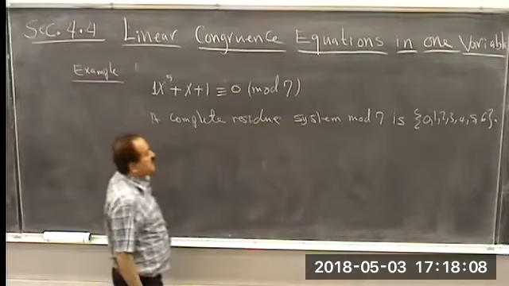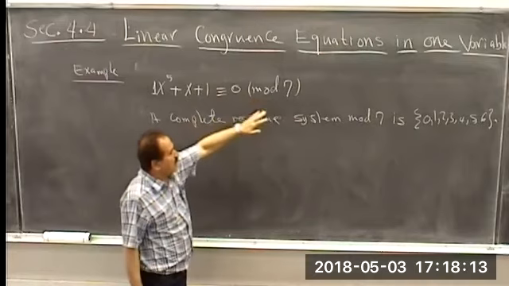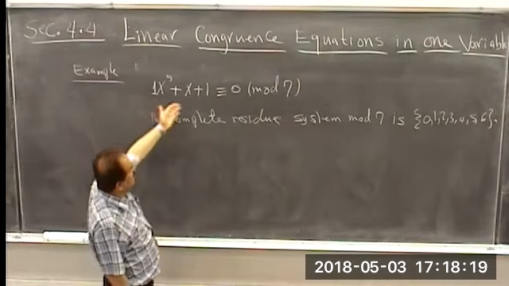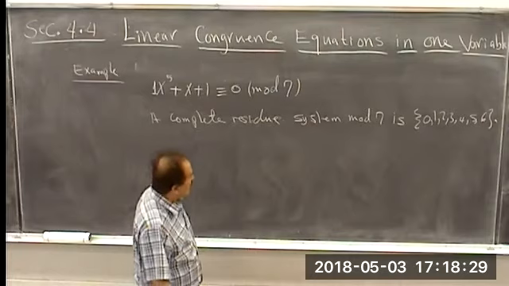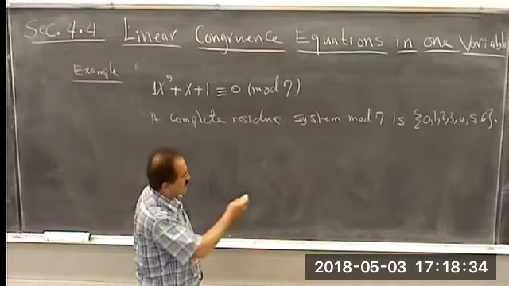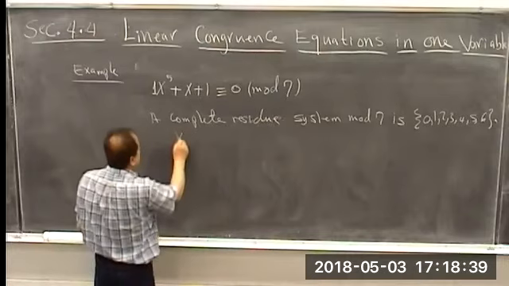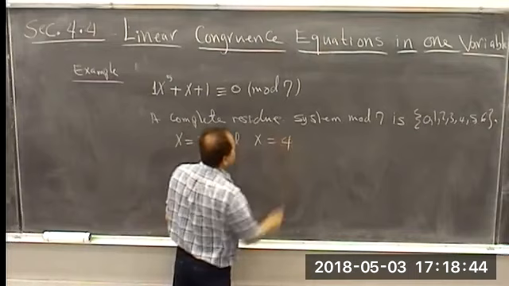Since the modulus is very small, by trial and error we can check these numbers one at a time and see which one satisfies this congruence relation. Later on, we're going to learn more effective methods for linear congruence equations, besides just inspection or trial and error. For this one, we're going to see that x equals 2 and x equals 4 are solutions.